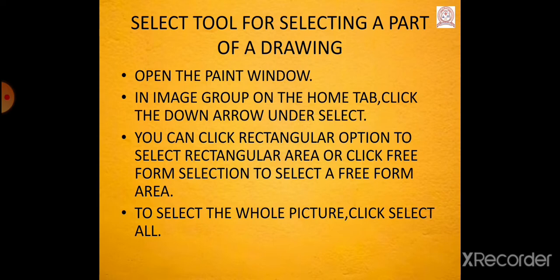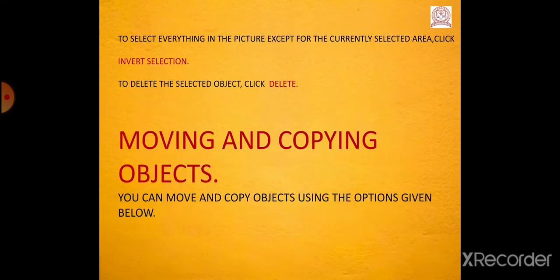To select the whole picture, click select all. To select everything in the picture except for the currently selected area, click invert selection. And to delete the selected object, click delete.